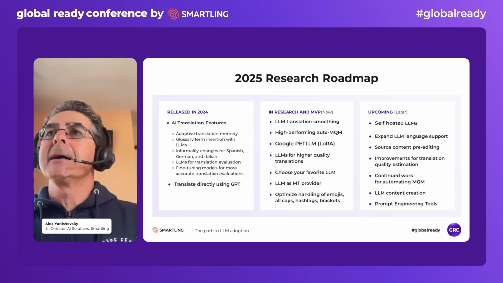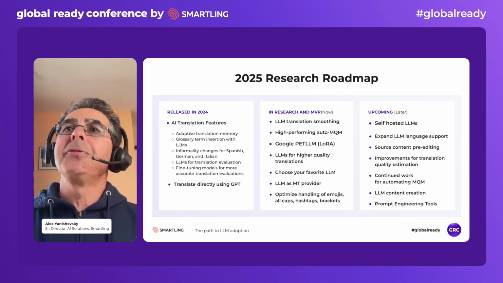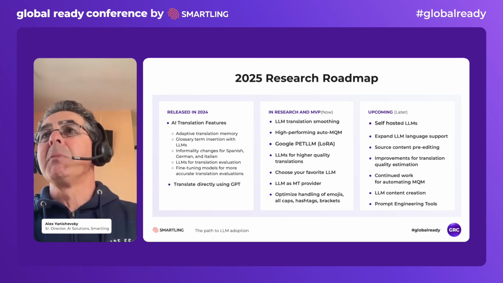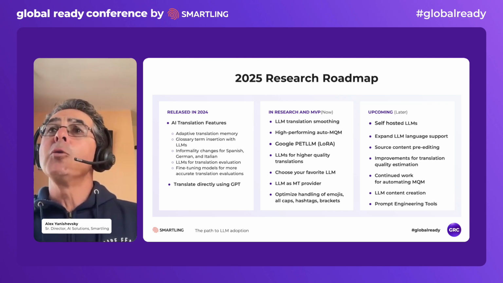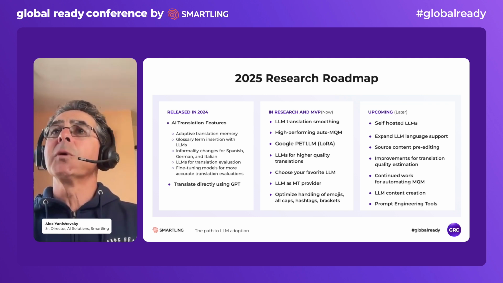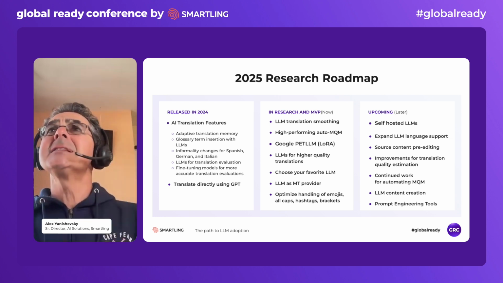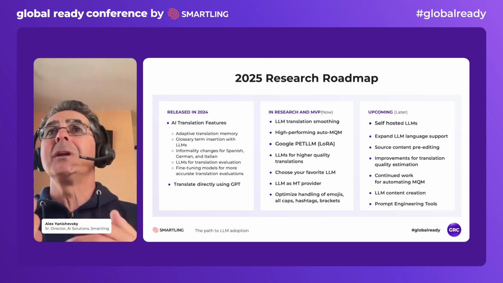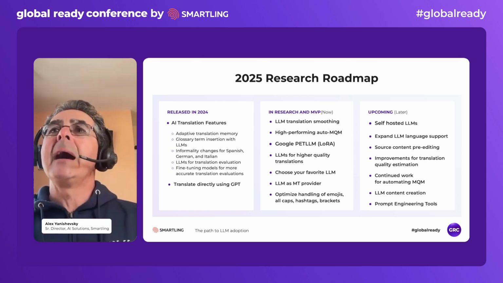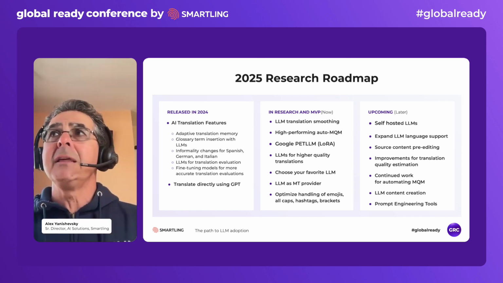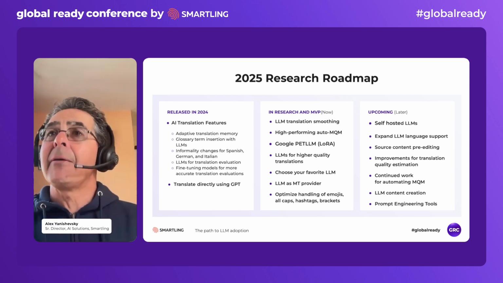And this is coming a little bit later, longer time frame. So things like expanding large language model support for large language models, self-hosted large language models. We're also working quite a bit on source content pre-editing. In other words, let's not assume that the source is always good and correct. Can we flag complicated source because we know that that might lead to a cognitive load either for machines or for translators down the line?